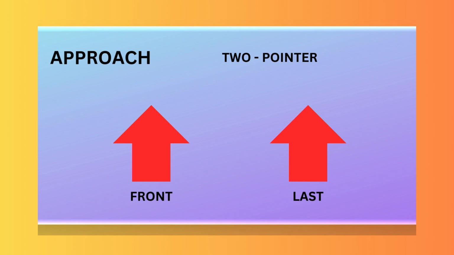To solve this efficiently, the most common solution is the two-pointer approach, which works like this. Start with 2 pointers, one at the beginning of the string, the other at the end. This approach ensures we traverse the string only once, giving us a time complexity of O(n), where n is the length of the string.